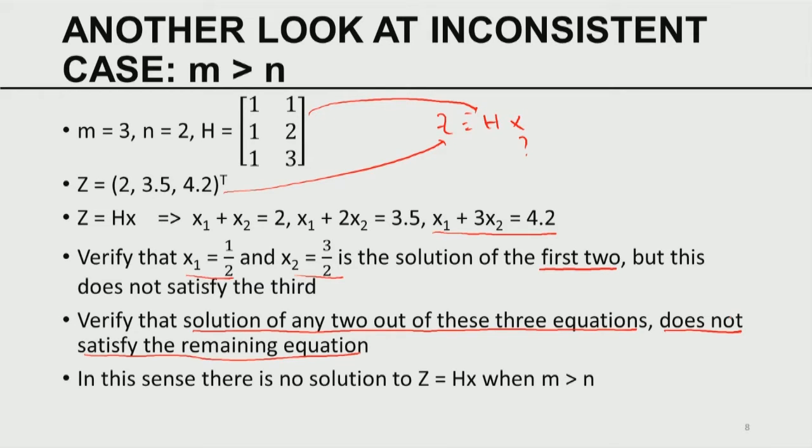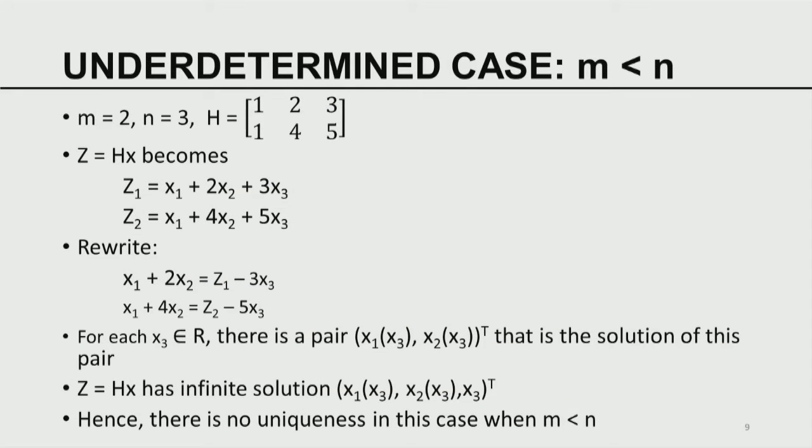That's an important thing. So in this sense, there is no solution to z is equal to h of x when m is greater than n. That means in the case of an overdetermined system, what do we mean by an overdetermined system? n is the number of unknowns to be estimated. m is the number of knowns. If the number of knowns m is larger than the number of unknowns n, the system is overdetermined. In this case, the system may not have a solution. So that's a difficult situation to be in.